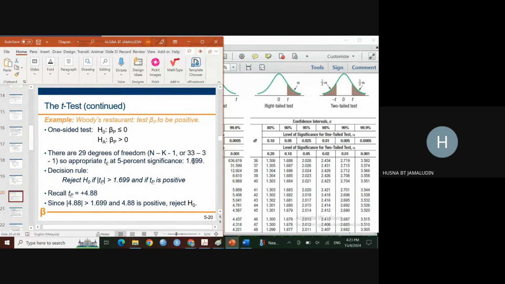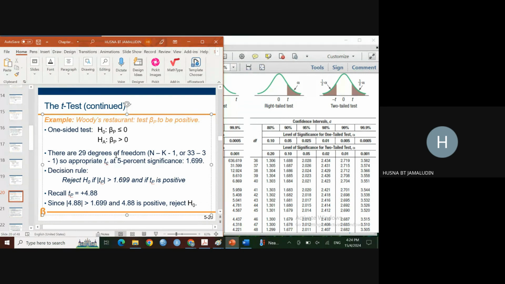Okay, let's look at another example. So this is a one-sided test, one-tail test. What is this P? The coefficient for population. So you are expecting that the higher the population, the higher the restaurant sales. That's why you have a positive sign. You are expecting that population will have a positive sign. Okay. There are 29 degrees of freedom.